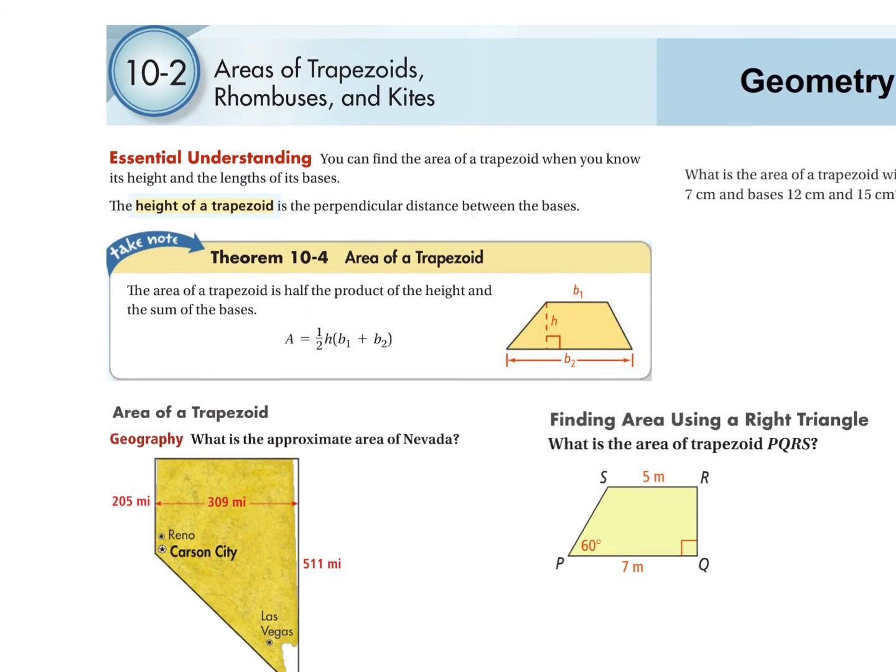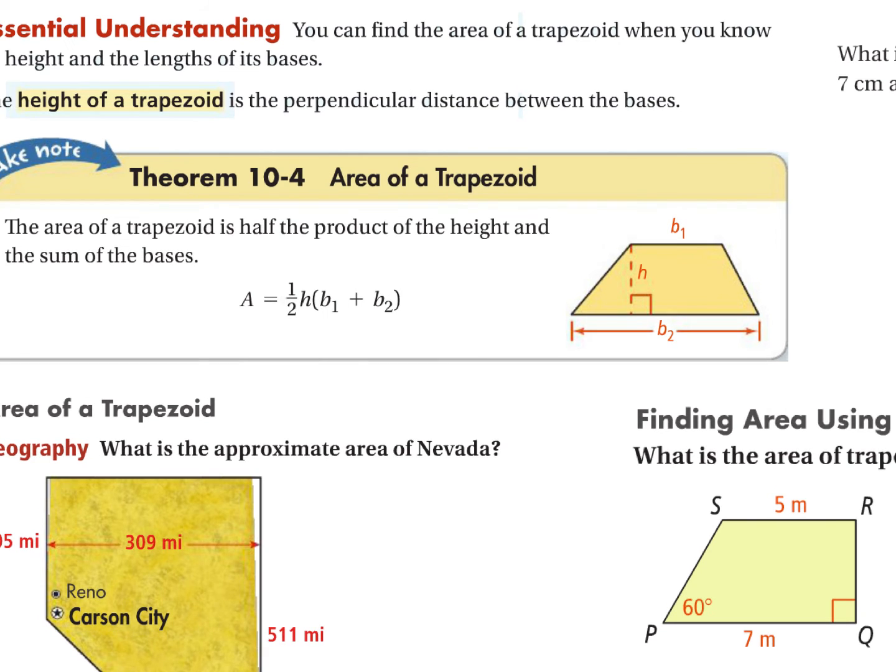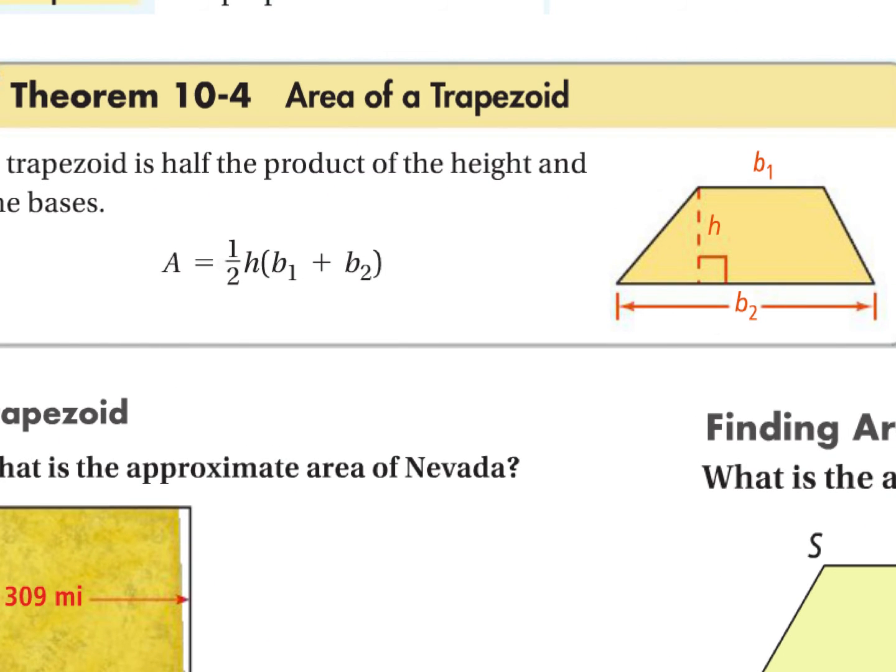So we have area of a trapezoid, rhombuses, and kites today. So a trapezoid, here is the formula. It's on your cheat sheet. It's 1/2 times your height, h is height, and then parentheses, base 1 plus base 2. So this is base 1 and this is base 2.